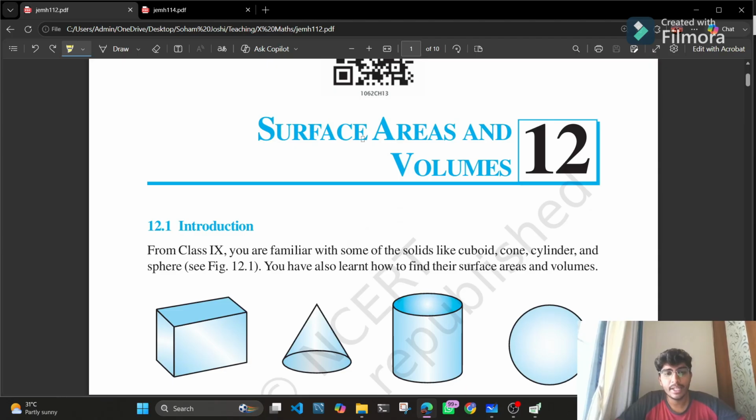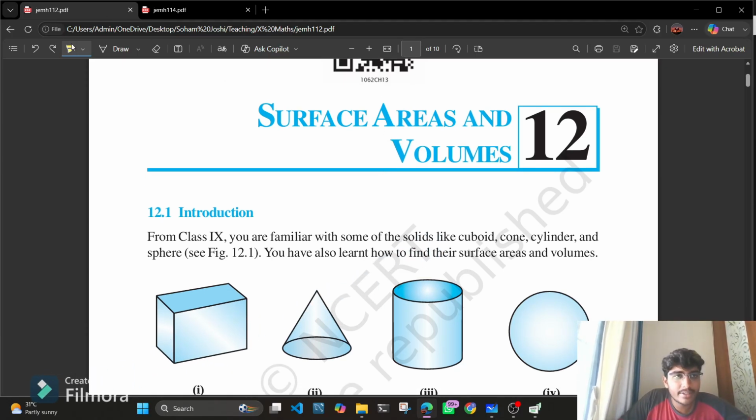It is a very small chapter. It does not have many concepts in it. Just you need to visualize things, apply the formulas, and you'll get the answers easily. Okay. So let's get started.